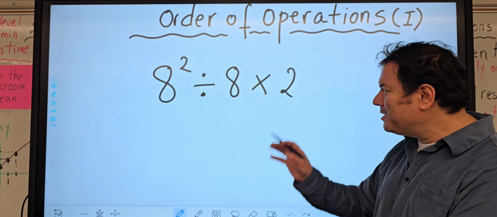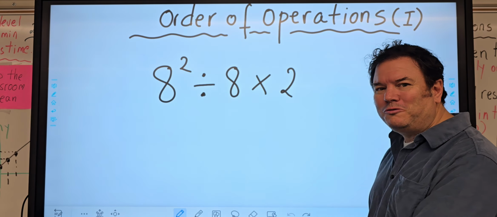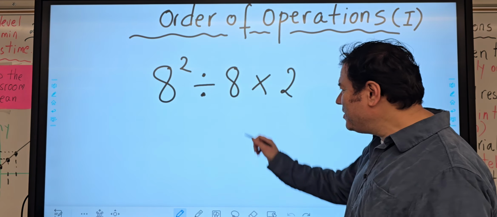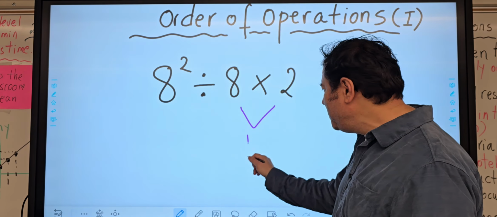Let's take a look at solving a problem involving order of operations. So we have 8 squared divided by 8 times 2. What do you think we should do first here? Many of you may think, let's just multiply 8 times 2 and that becomes 16.